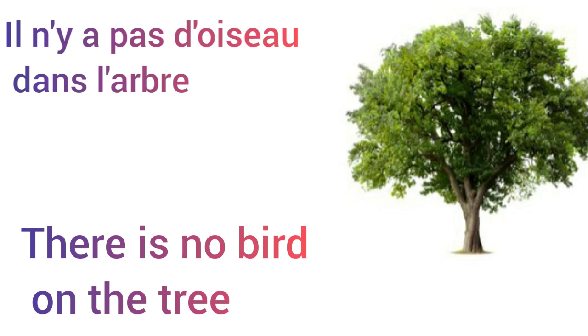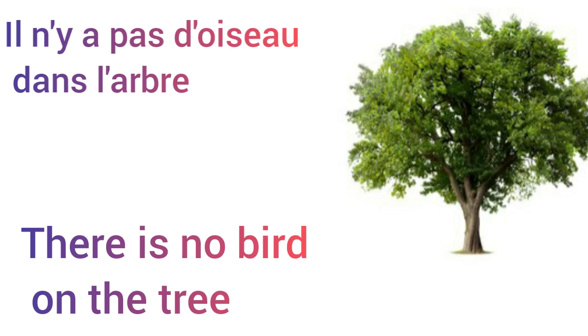I repeat again. Il y a des oiseaux dans l'arbre. Il n'y a pas d'oiseaux dans l'arbre. Here you use d' because the noun starts with a vowel.